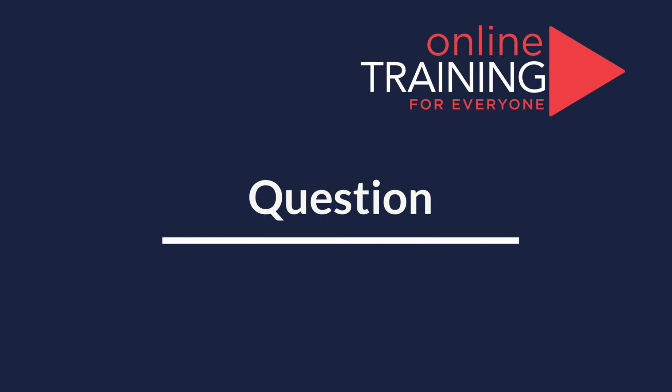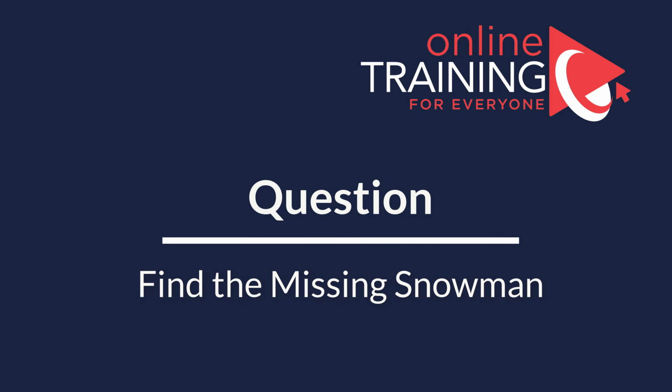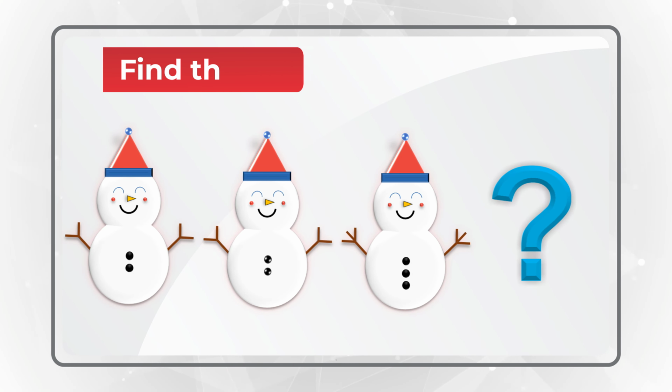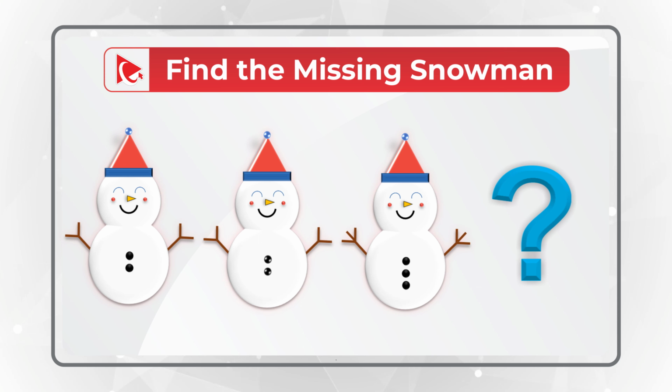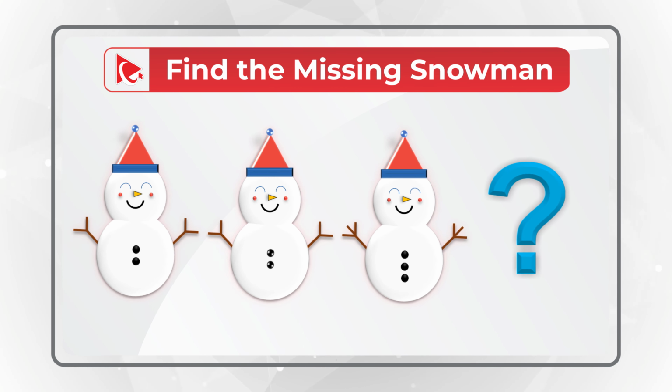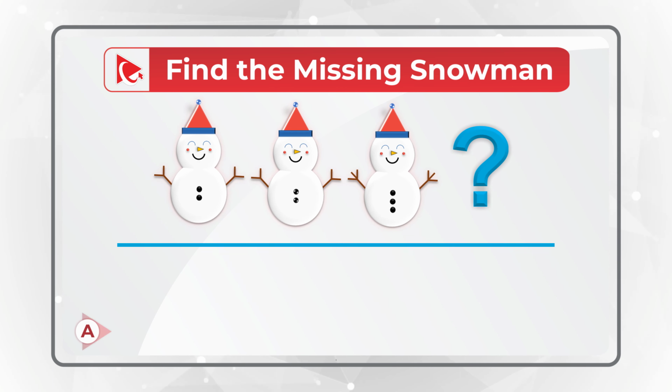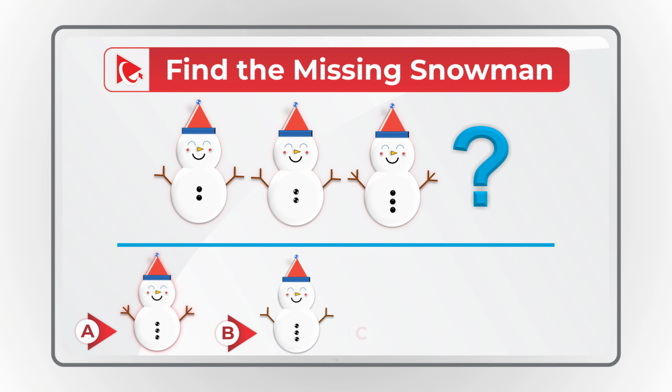And here's the question for you to test your skills. You need to find the missing snowman. Please take a close look at the sequence and see if you can come up with the right answer by selecting one of the 4 following choices. Choices A, B, C, and D. Do you see the answer?